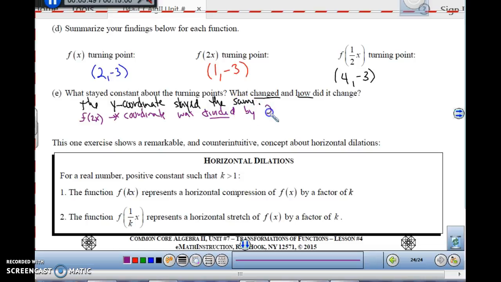Divided by 2. Okay, and what happened with f of 1/2 x? The y coordinate stayed the same for all of them, but what happened to this? It started here, it ended up at 2, and this one ended up at 4. The x coordinate was multiplied by 2. So that seems kind of counterintuitive.